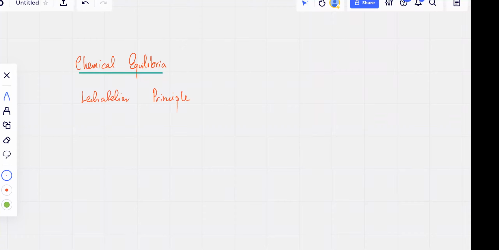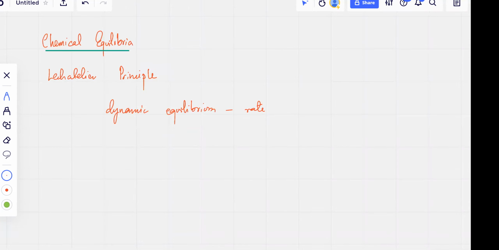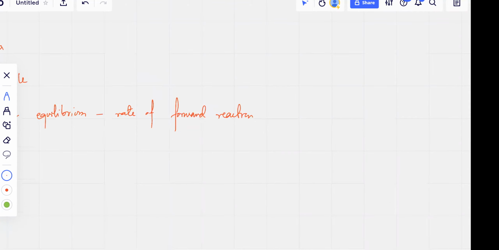So what's a dynamic equilibrium? What's the definition of that? When we say that something has reached equilibrium, that means that the rate of forward reaction equals the rate of backward reaction. Sakib, it's a new topic. Okay, so dynamic equilibrium is when the rate of forward reaction equals the rate of backward reaction.